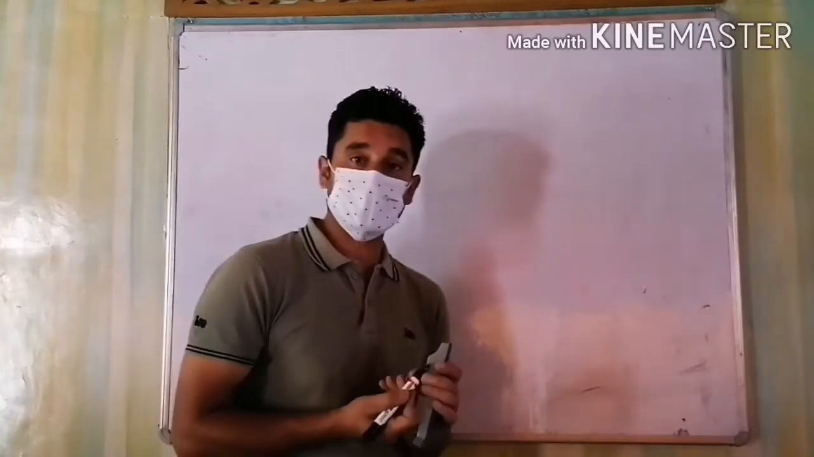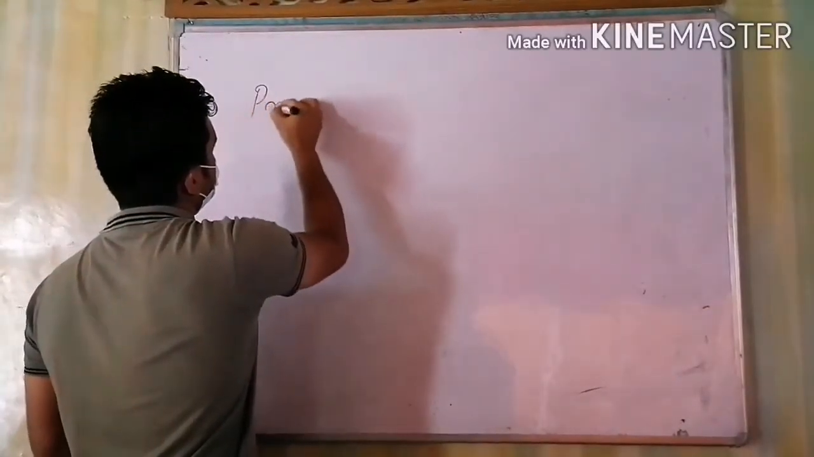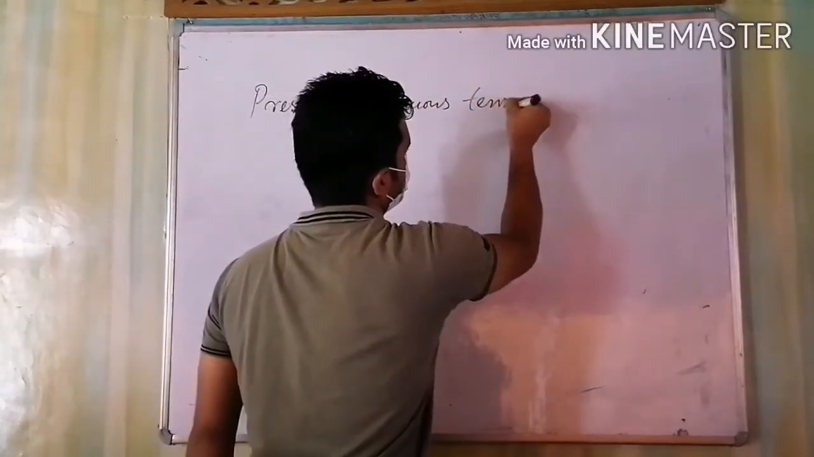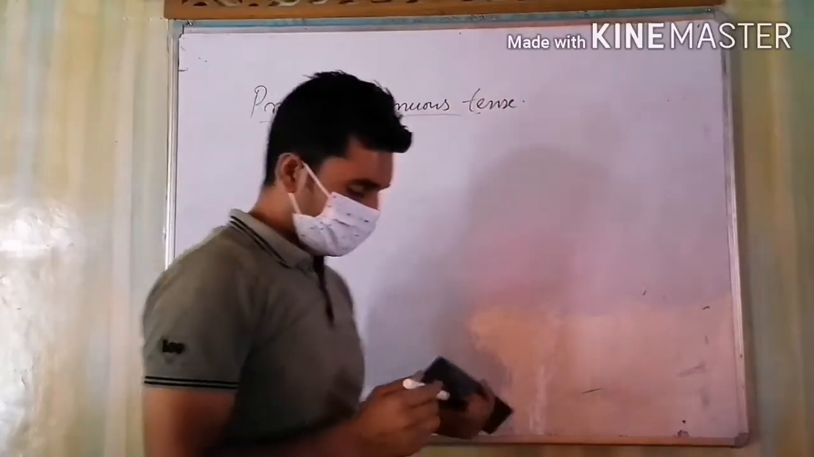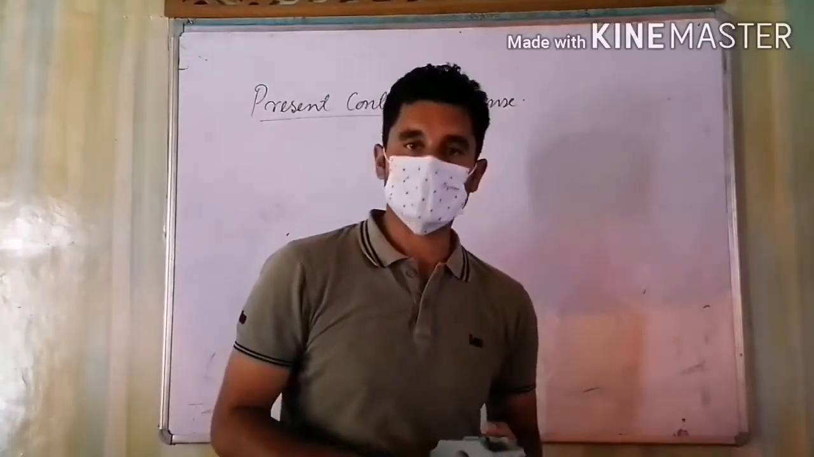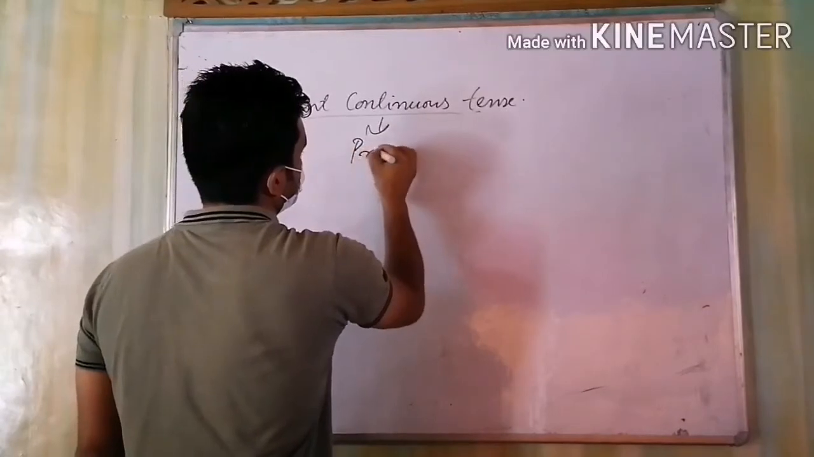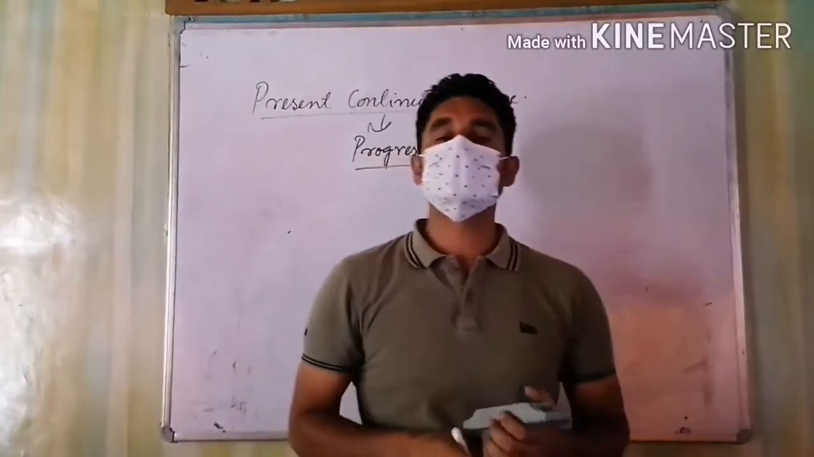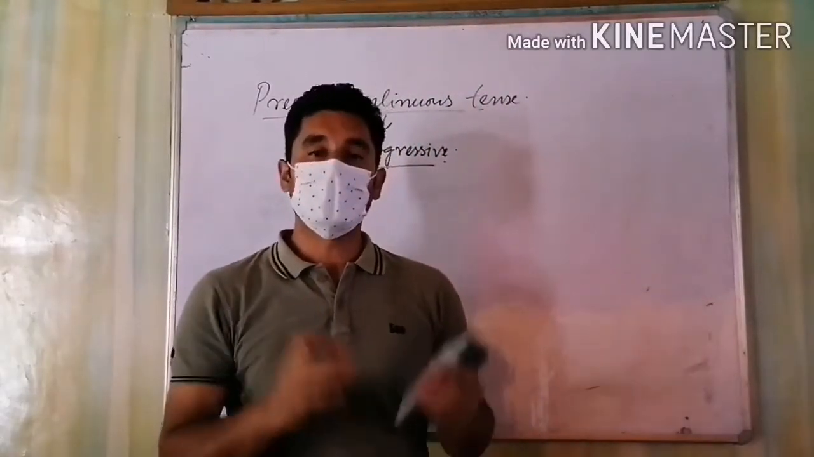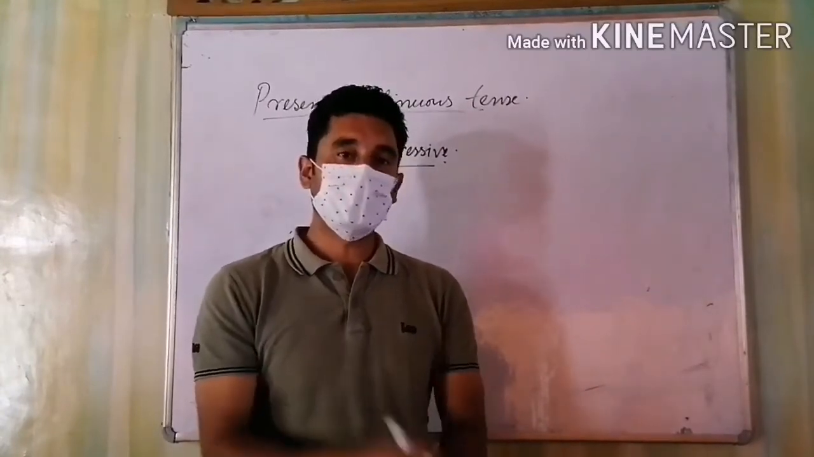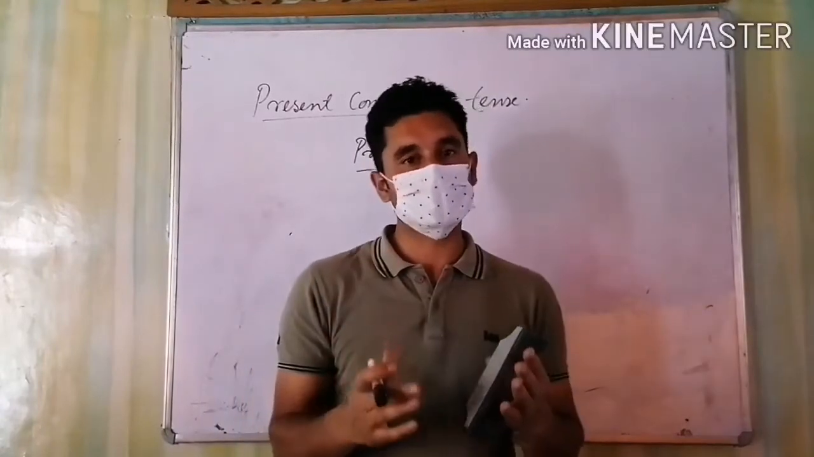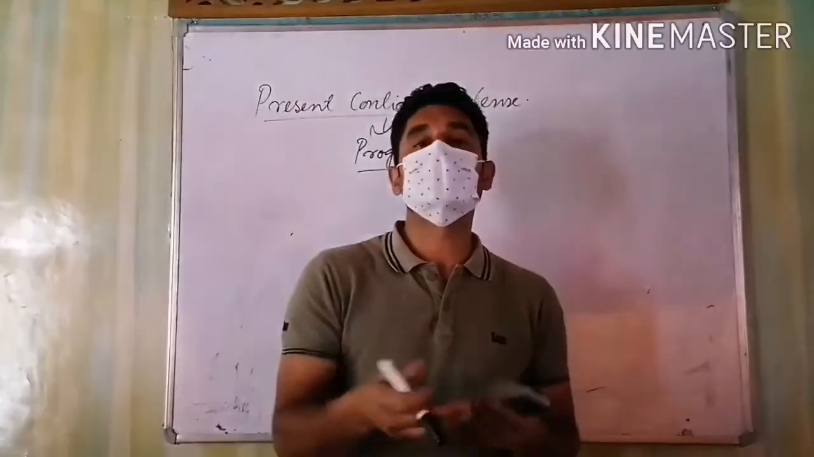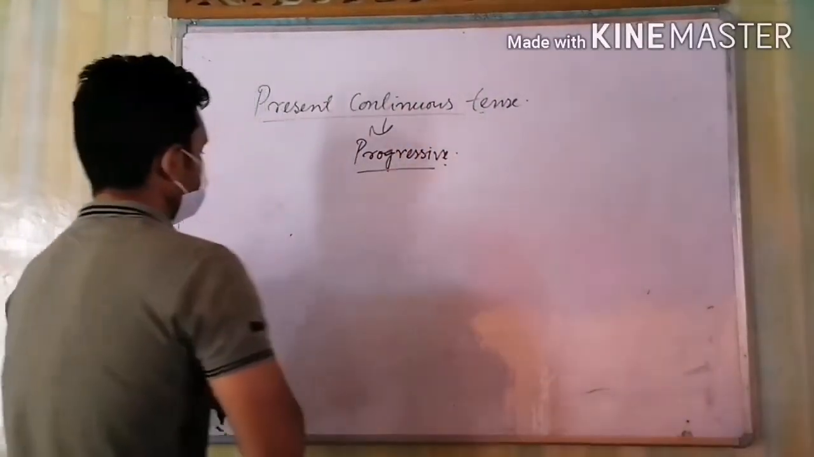First, let's go to the main topic. Today's topic is present continuous tense. Present continuous tense is also known as present progressive tense. Actually, this present continuous tense is used for ongoing actions at the time of speaking, that means ongoing actions of present time. We speak about those actions when they are continuous, when they are progressive. All right? So take an example.